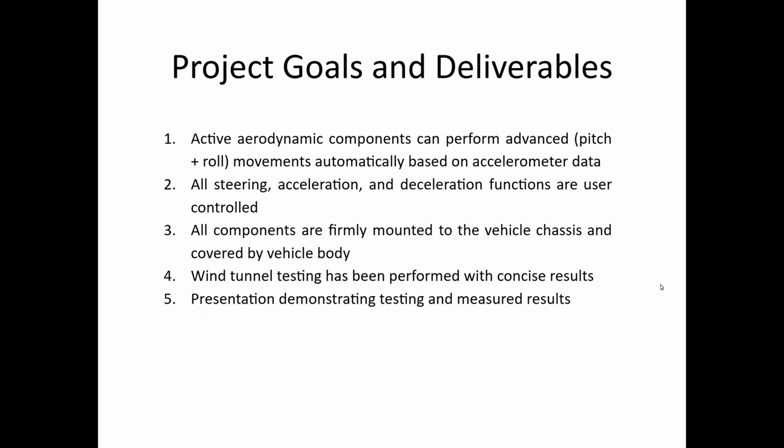Our project goals and deliverables. So our first project goal was that active aerodynamic components can perform advanced movements based on accelerometer data. This is the pitch and roll of the aerodynamic wings that you will see later in the project. All steering and acceleration and deceleration functions are user controlled, meaning that the remote control car is not autonomous. It is controlled by the human being. But the aerodynamic components are controlled autonomously through the Raspberry Pi.